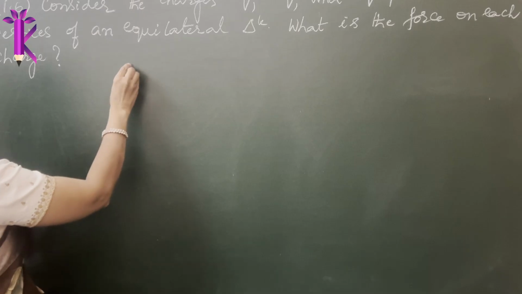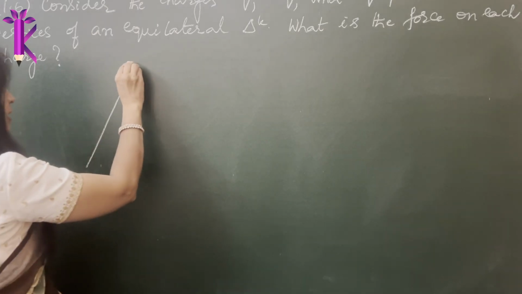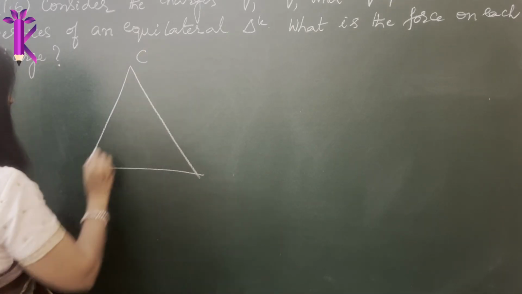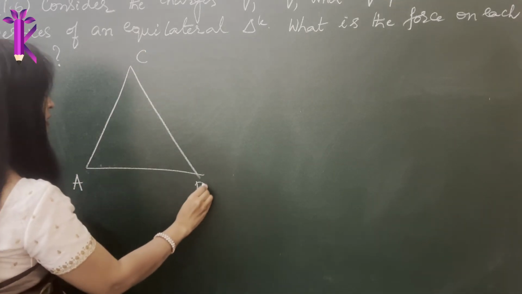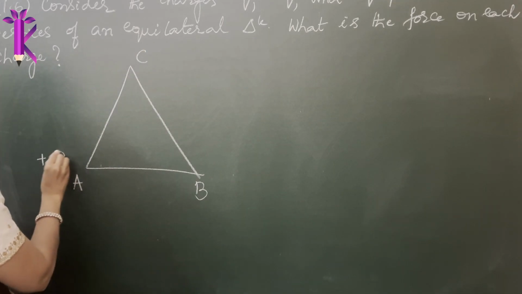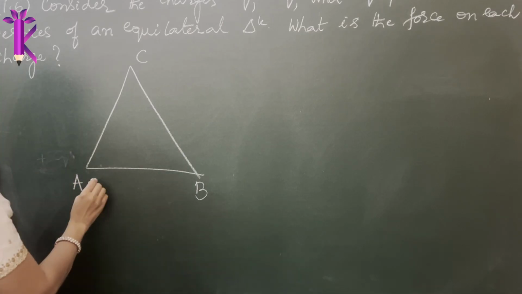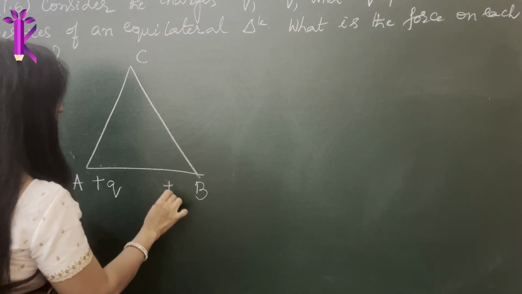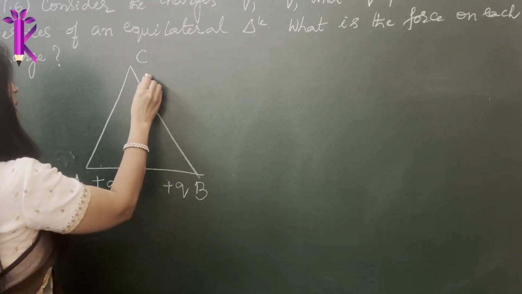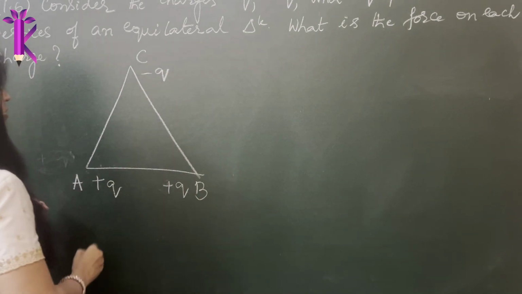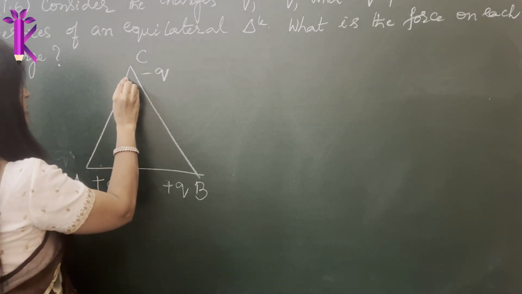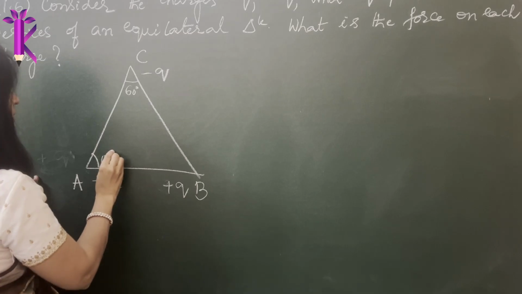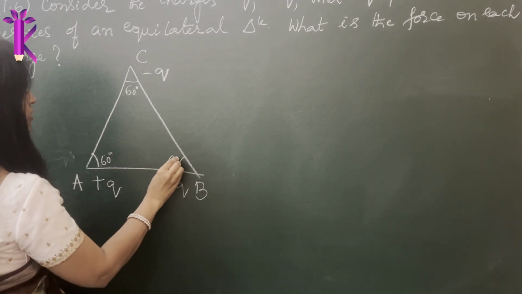So first of all, to understand this, let's draw the diagram. I am assuming C to be here and A and B to be the base. So we are keeping plus Q here, similarly plus Q here, right? And we are placing minus Q charge here. So all these angles are 60 degrees, right? This is also 60, this is 60, and hence this is 60 as well, right?